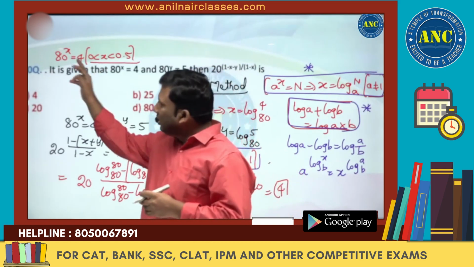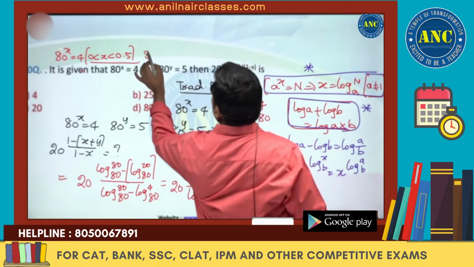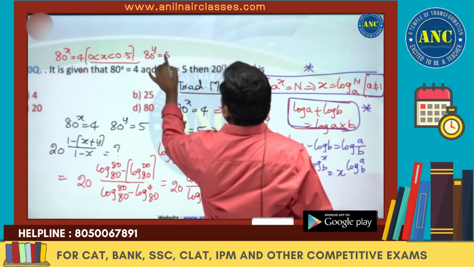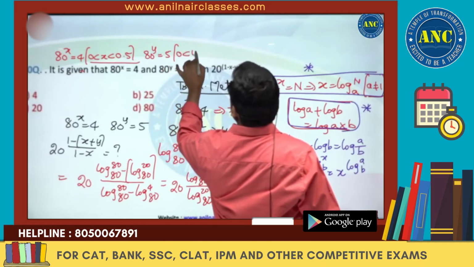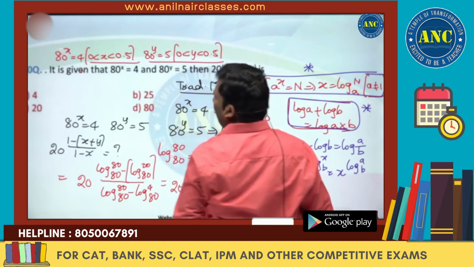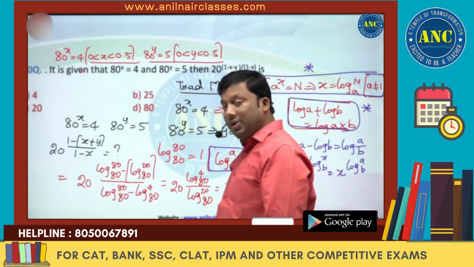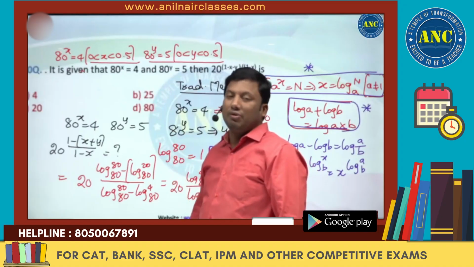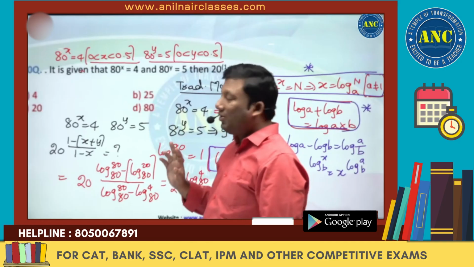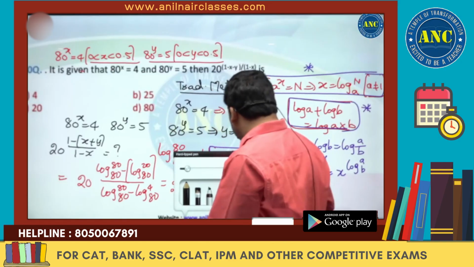Why? Because 80 power 0 is 1. Similarly, 80 power y is 5, so y also will be greater than 0. 80 power 0 is 1. So that means 80 power x equivalent to 4 means x is greater than 0, and 80 power y equivalent to 5 means y is greater than 0.